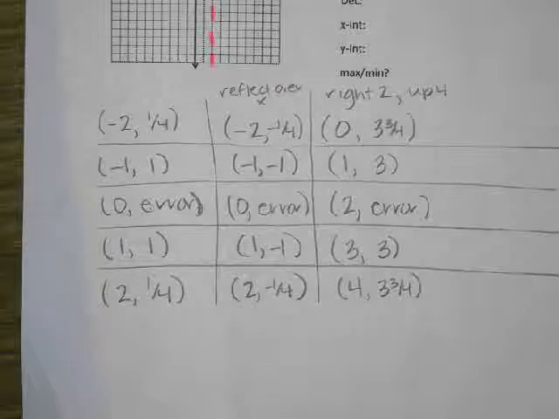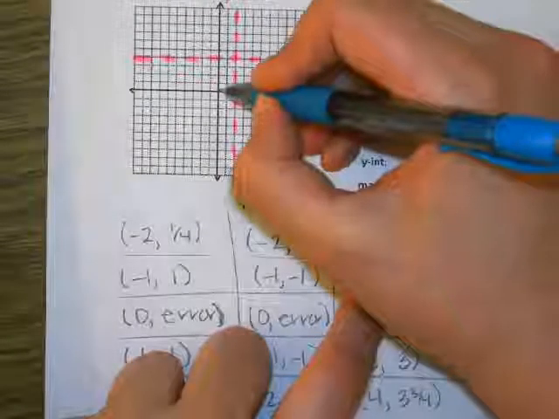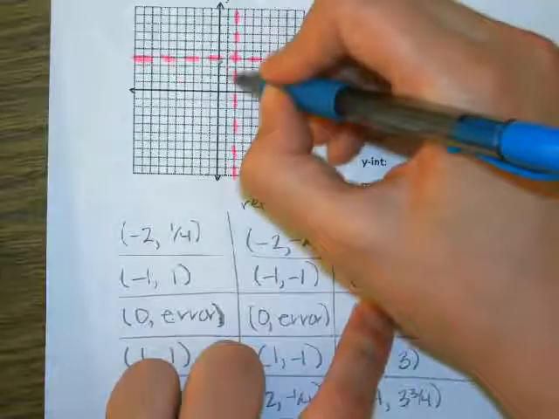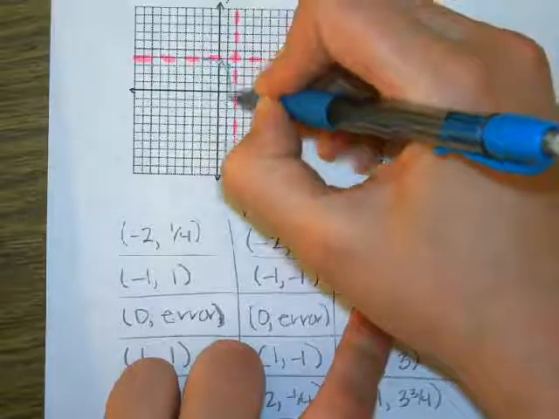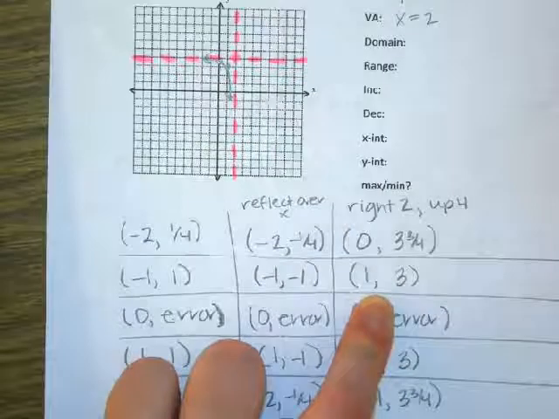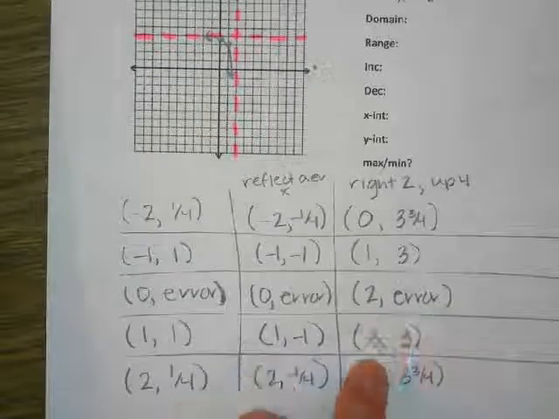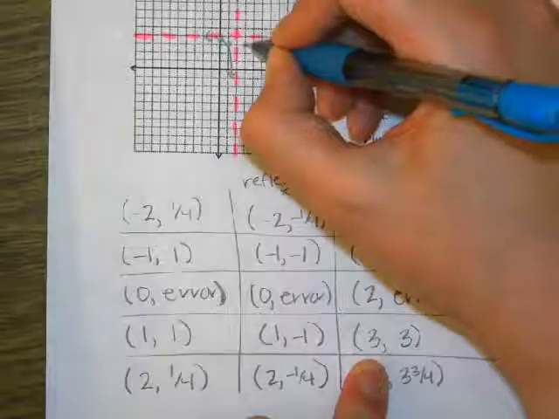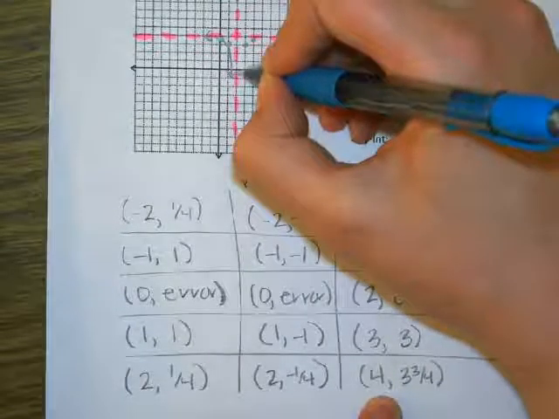So we are ready to graph our points. We have 0 and then 3 3/4. We've got 1, 3. We've got error, that's our asymptote. Then we've got 3, 3. And 4, 3 3/4.